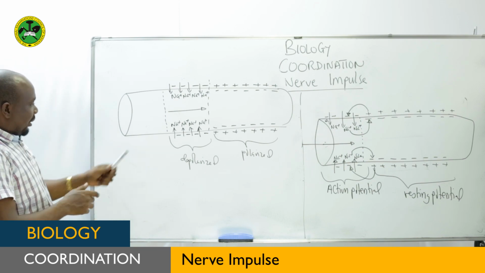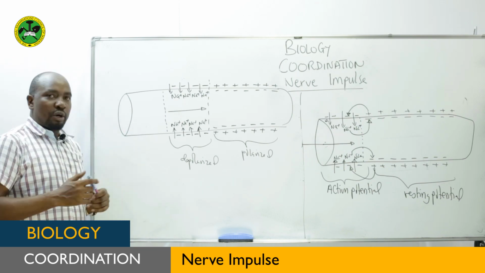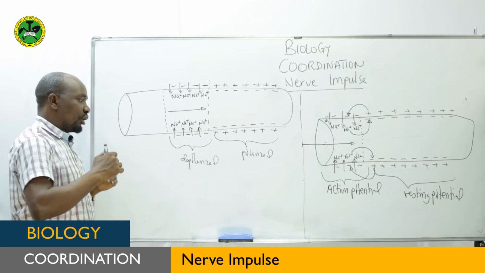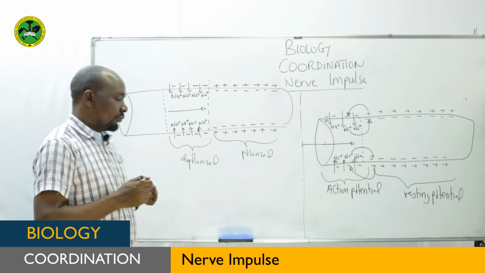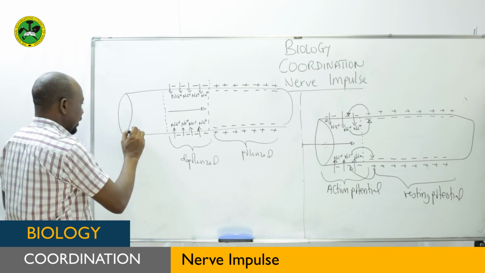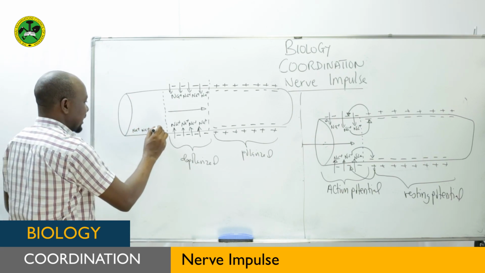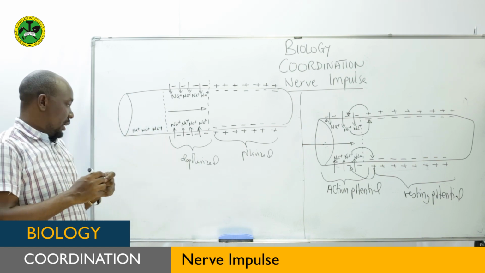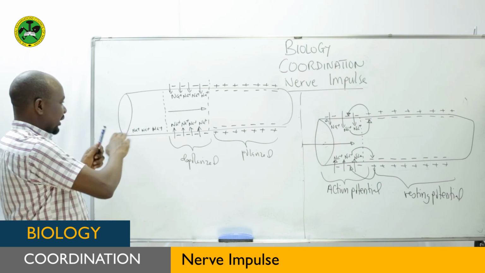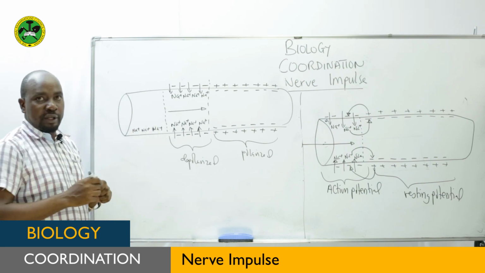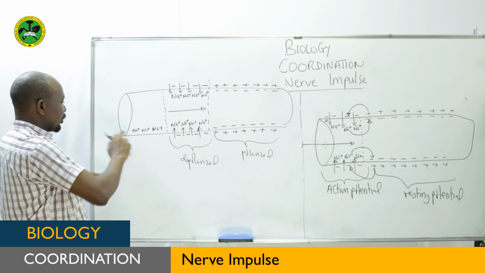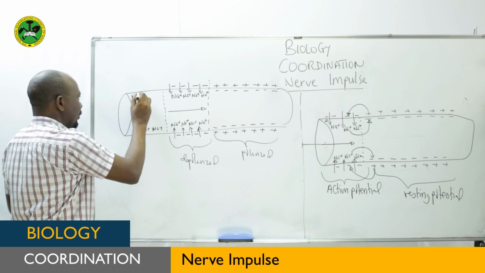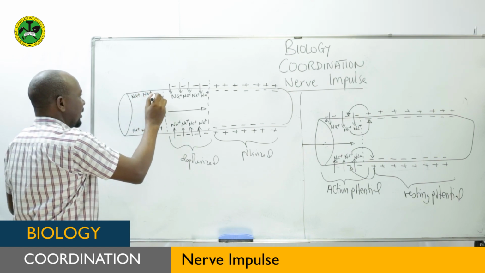But after the passage of the nerve impulses to a part of the axon, the sodium ions remain inside, because after the passage of the nerve impulse, the sodium gets the channels closed. So the sodium ions remain inside.